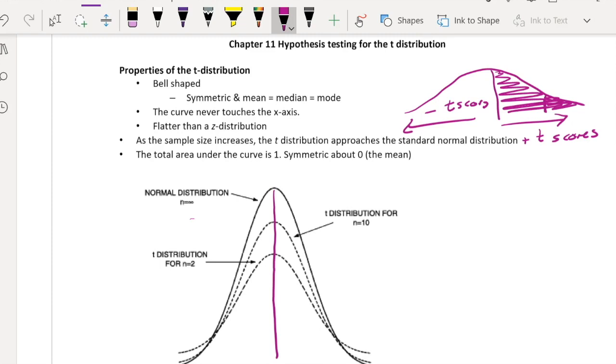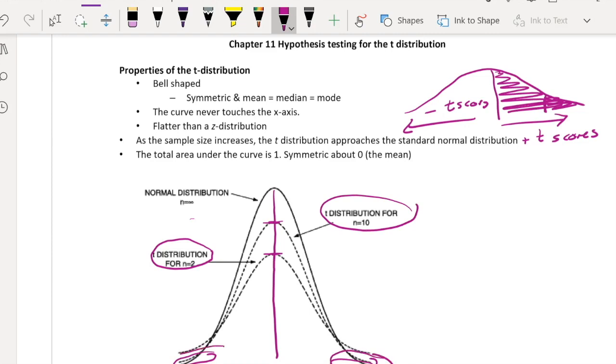This curve actually never touches the x-axis. It just means the probability does get smaller as it keeps going and going on forever. It is flatter here compared to the standard normal of the same size. But as you can see, for a distribution that has only two observations, the tail is fat. It's pretty fat here. When it's a 10, it gets even fatter.